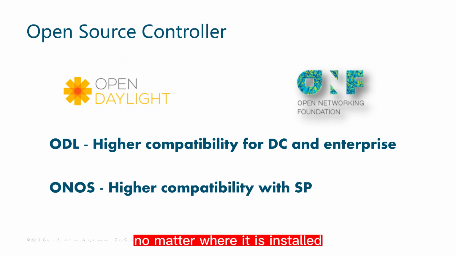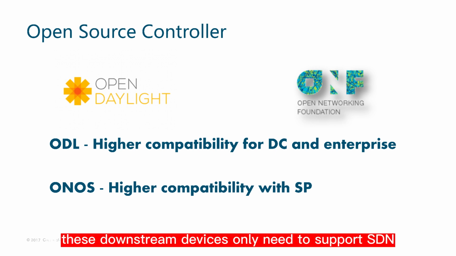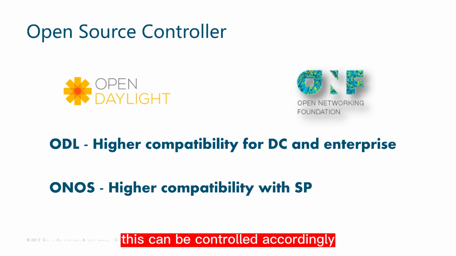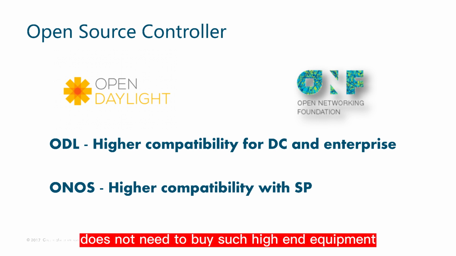It can be used as a core node of network management, no matter where it is installed. This device is a core node. These downstream devices only need to support SDN. Like I said, they can be controlled accordingly. This saves the business money. The following equipment does not need to be such high-end equipment. All you need is one device to do the calculations.